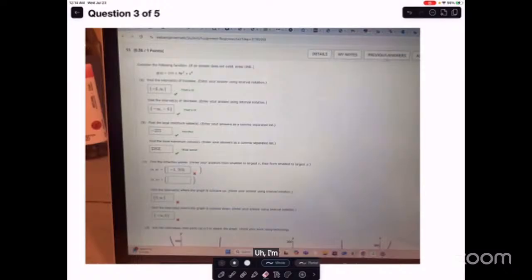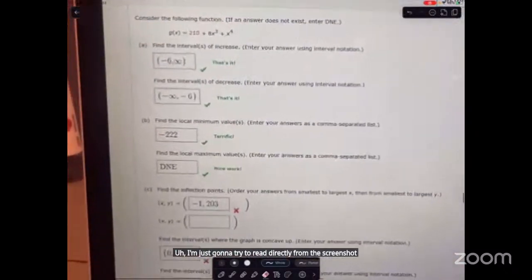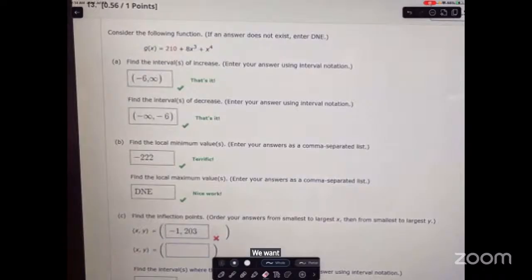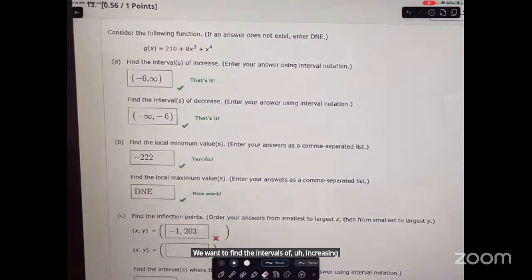I'm just going to try to read directly from the screenshot. It says, consider the following function. If an answer does not exist, write does not exist. We want to find the intervals of increasing, decreasing. I mean, you could just look at the graph.